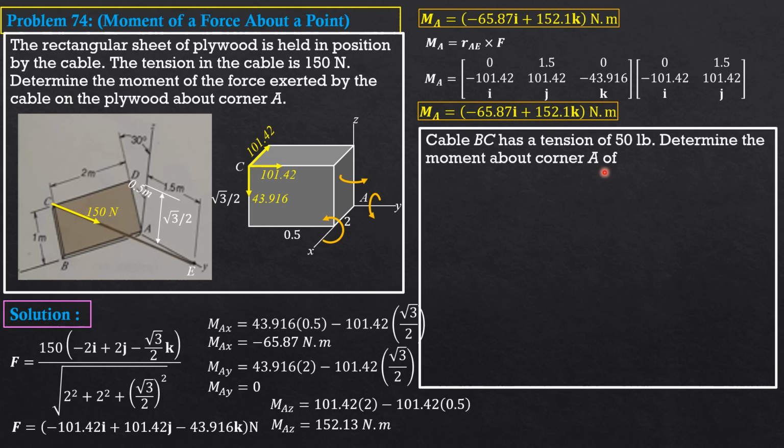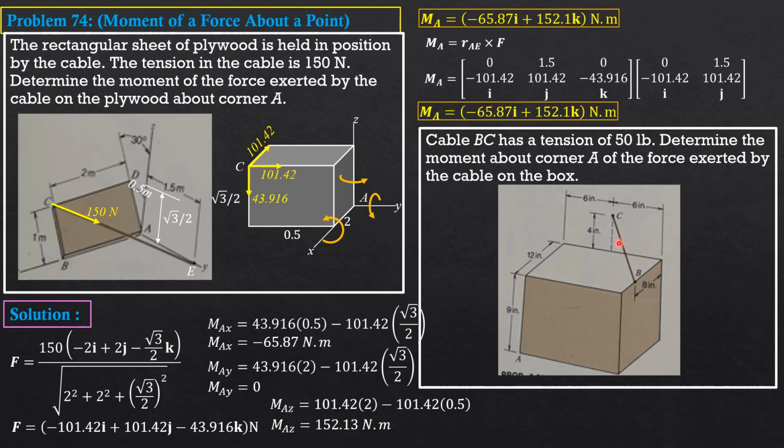Cable BC has a tension of 50 pounds. Determine the moment about corner A of the force exerted by the cable on the box. So here is a given figure and show that the answer is this. You may solve this in two ways also, scalar and vector approach. Problem 75.